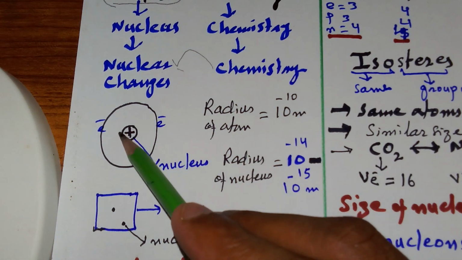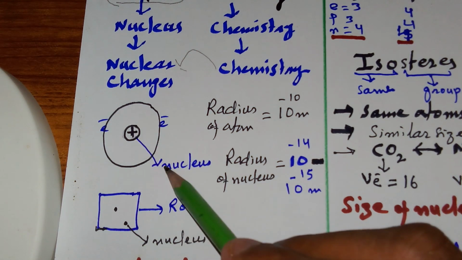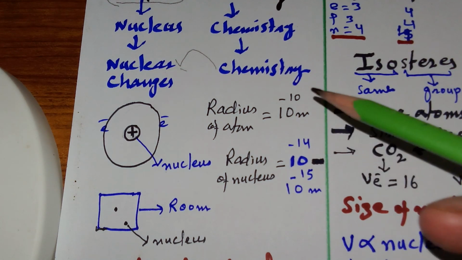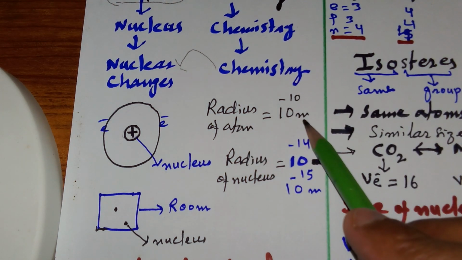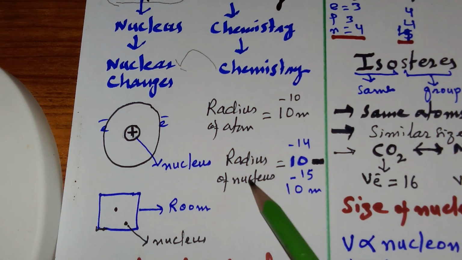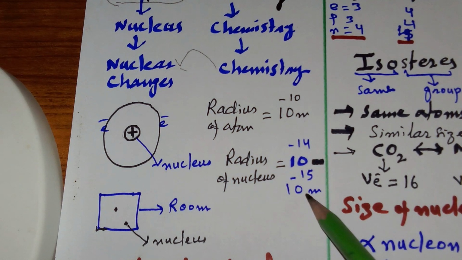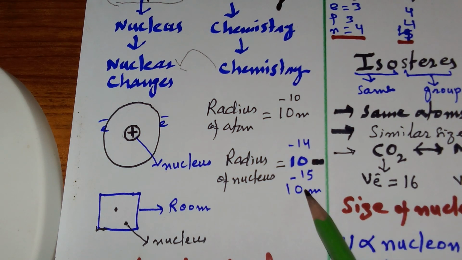Suppose we have a nucleus. So this is the nucleus. The nucleus has a positive charge, and these are the electrons. When we compare the radius of an atom and the radius of the nucleus, we can say there is a big difference between them. The radius of an atom is 10 power minus 10 meter. On the other hand, the radius of the nucleus is between 10 power minus 14 and 10 power minus 15. So the radius of a nucleus lies between minus 14 and minus 15.